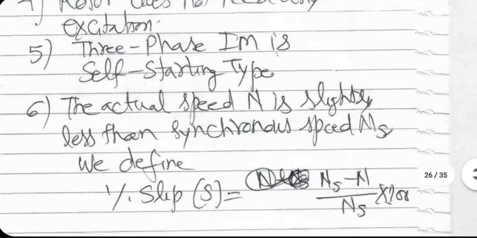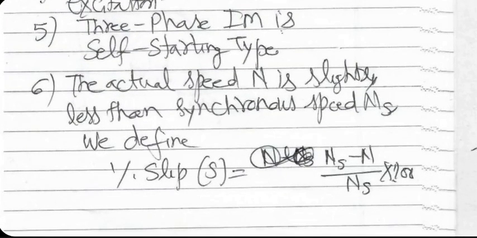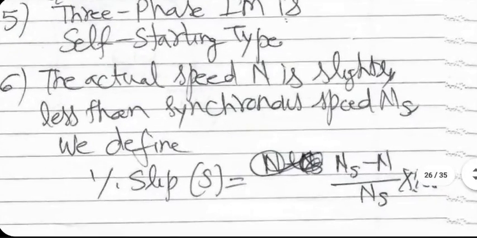The actual speed of the rotor is slightly lower than the synchronous speed. The difference between the two speeds is denoted by a concept called slip, S-L-I-P. The notation normally used for slip is small s. In percentage, slip is defined as synchronous speed minus actual rotor speed, divided by synchronous speed, and the result multiplied by 100.